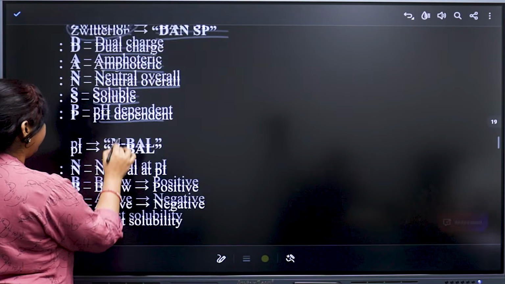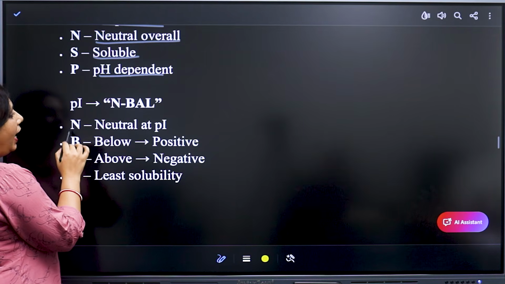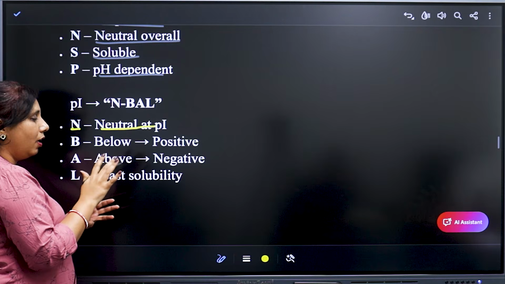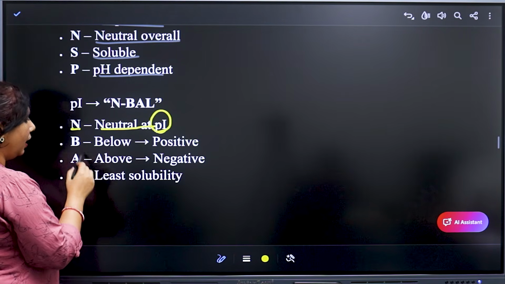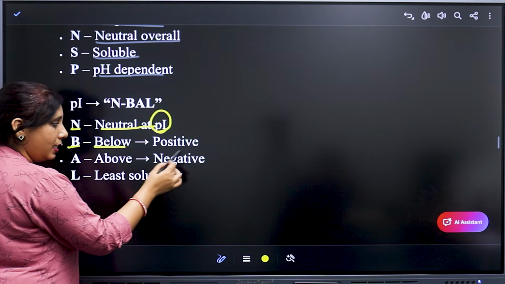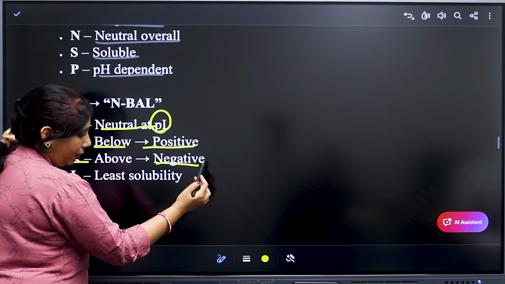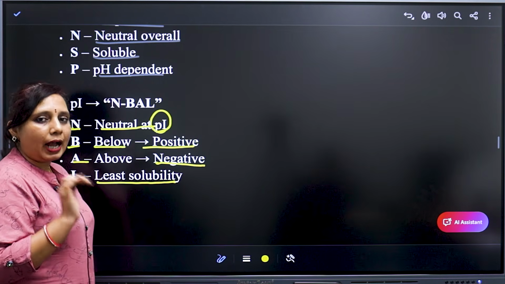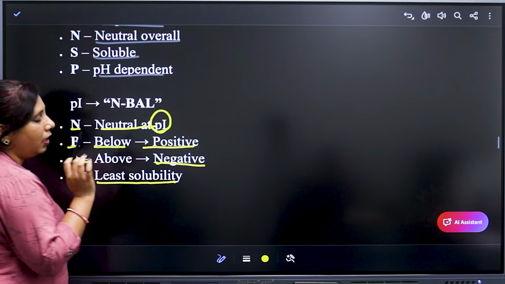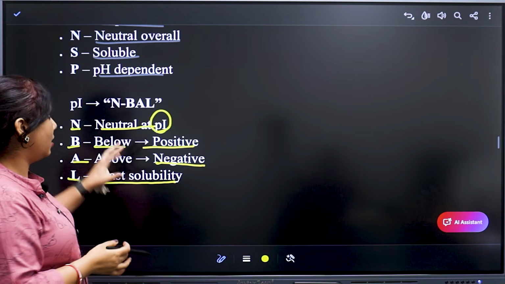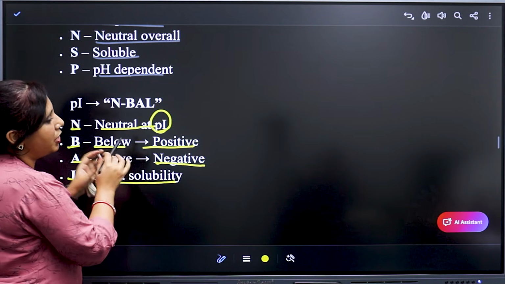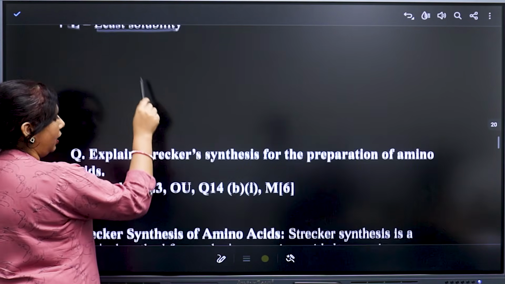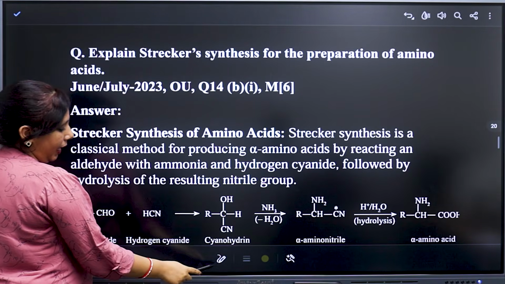Next is Pi, for which we have NBAL. N is for neutral at Pi. That means the zwitterion will exist at this pH, which is Pi. Then B: below Pi the amino acid is positive, above Pi the amino acid is negative. Then L: it is least soluble at its isoelectric point. Now this is the total answer along with the abbreviations. If you write all these abbreviations in full sentences, then automatically you will score good marks or the full marks for that answer. Now let us see the next one.